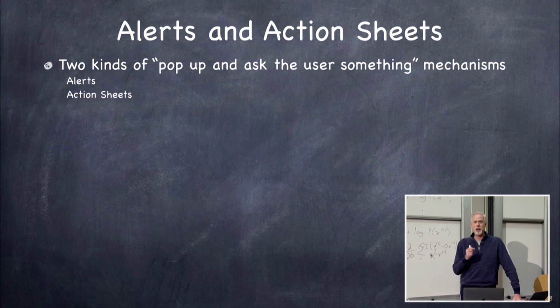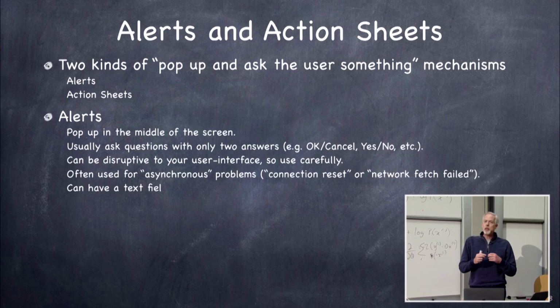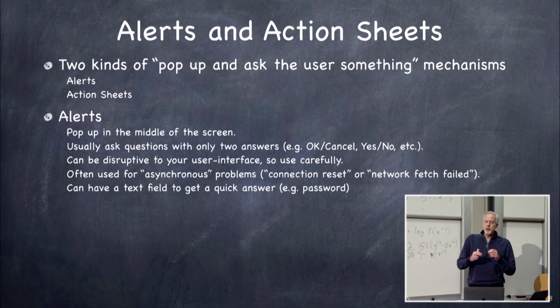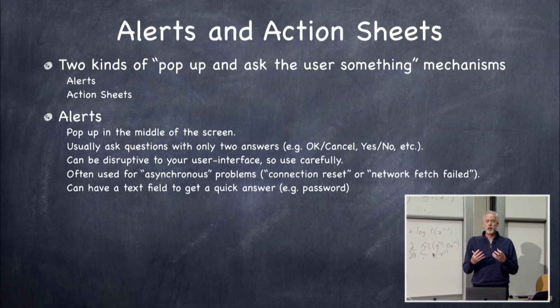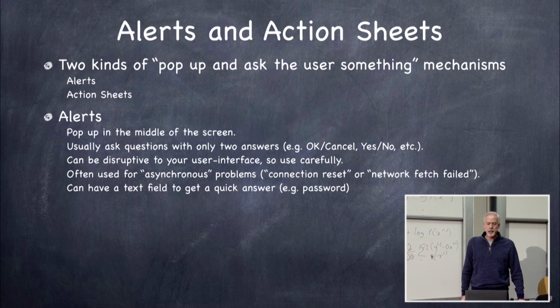These two things are very similar. The API to use them is almost identical, so I always talk about them together. They're a little bit different. An alert pops up in the middle of the screen. They're both modal. They take over your screen, but the alert pops up in the middle. Generally, whatever the alert is telling you or asking you, you're only going to have one or maybe two choices to respond. It would be unusual to have an alert even with three buttons in it.